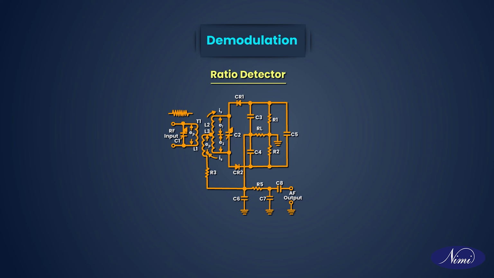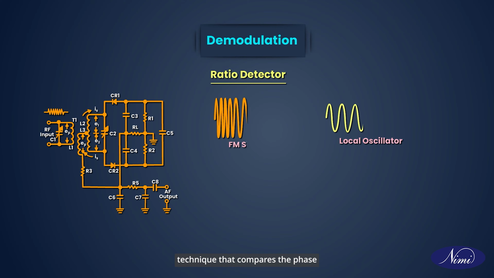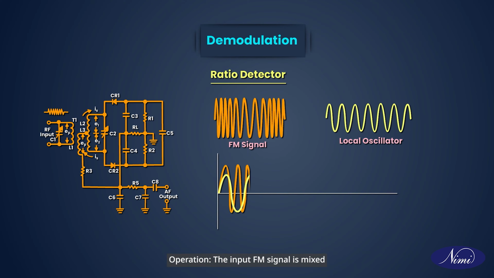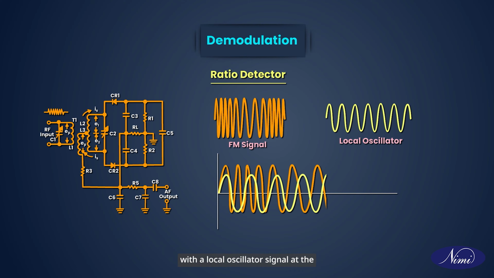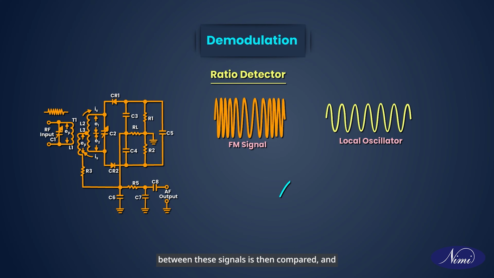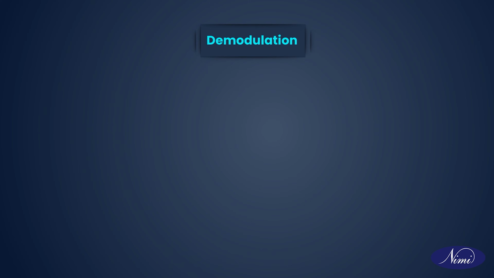Ratio detector. Ratio detection is a more sophisticated technique that compares the phase difference between the input FM signal and a local oscillator. Operation. The input FM signal is mixed with a local oscillator signal at the carrier frequency. The phase difference between these signals is then compared and the output is proportional to the frequency deviation.